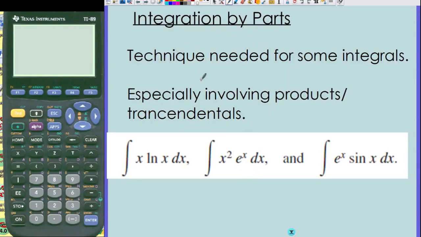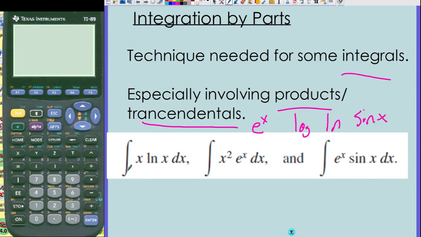Integration by parts is a technique we use for certain types of integrals, especially when you have products of transcendentals. Transcendentals are like e to the x, or logs, or ln, or any trig functions. These three integrals right here would be prime targets for integration by parts. Notice I have an x times ln of x, an x squared e to the x, and e to the x times sine of x. Those would take integration by parts.